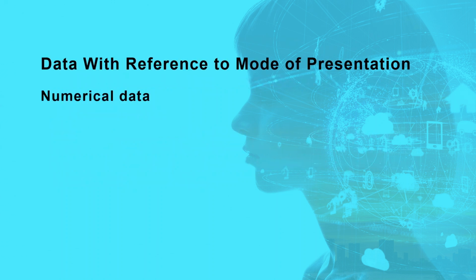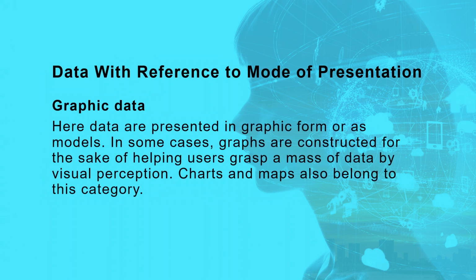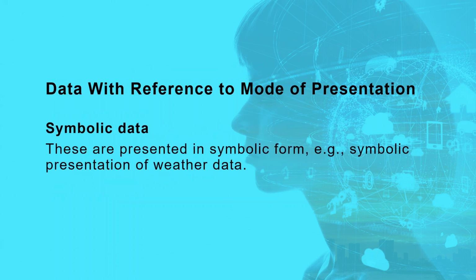Data with reference to mode of presentation are categorized as numerical, graphic and symbolic data. Numerical data are presented in numerical values. Most quantitative data fall in this category. Graphic data are presented in graphic form or as models. In some cases, graphs are constructed for the sake of helping users grasp a mass of data by visual perception. Charts and maps also belong to this category. Symbolic data are presented in symbolic form, as for example, symbolic presentation of weather data.